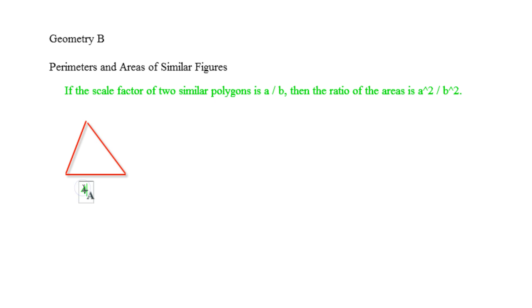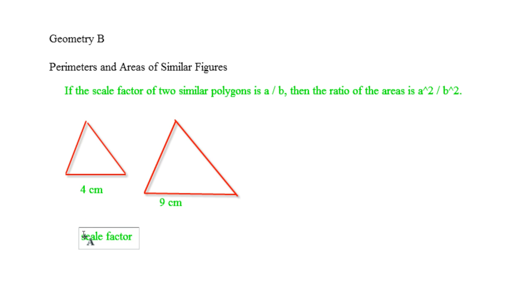Alright, let's say I knew that this was 4 centimeters. Let's go a little bit metric today. And the bigger triangle was, let's say, 9 centimeters. Now the scale factor from the large to the small is going to be about 9 to 4. However, usually you want to try to put the smaller number on top. So 4 to 9. Let's go from small to big. So that's the scale factor.